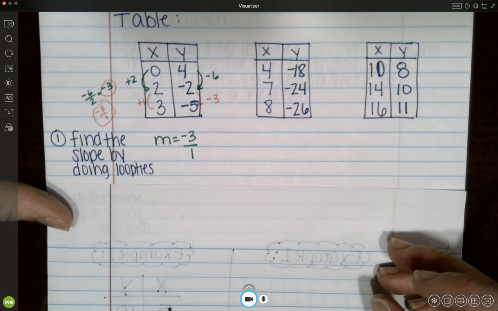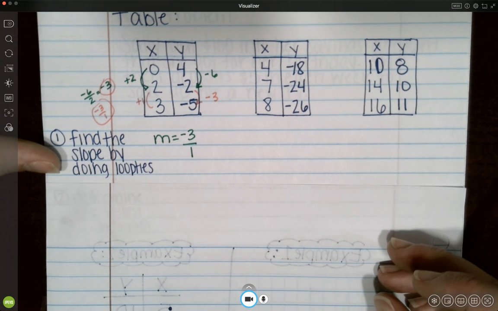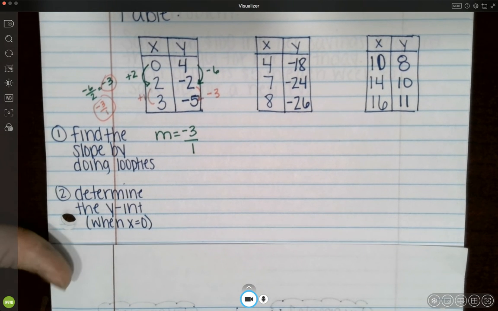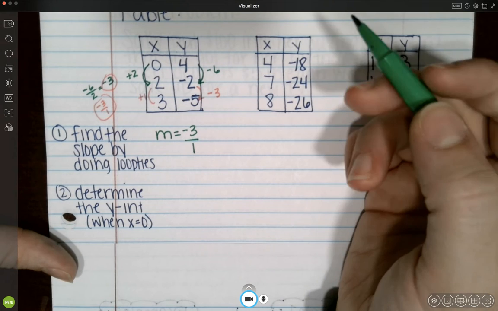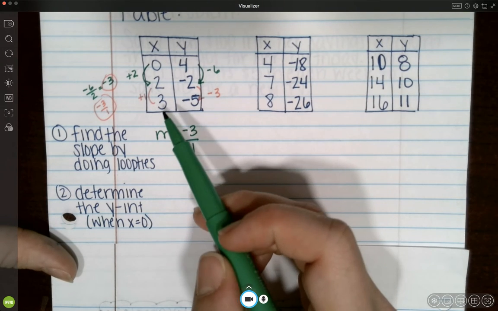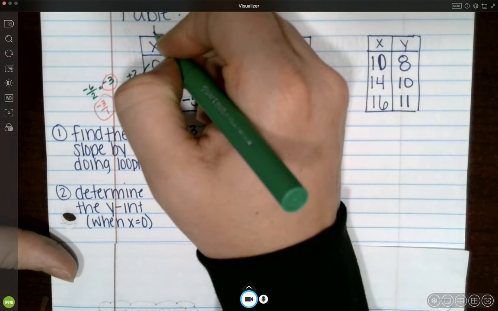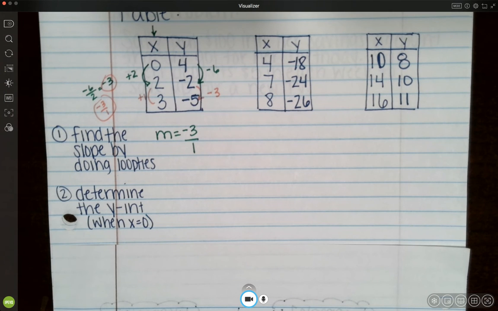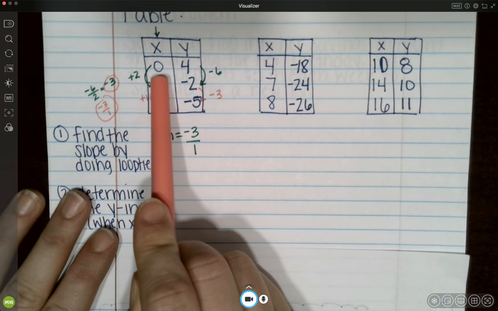Okay, so now we're going to find the y-intercept. To determine the y-intercept, it's when x equals 0. My first thing that I should always look for is, does 0 exist in my table for x already? And in this case, there is a 0.